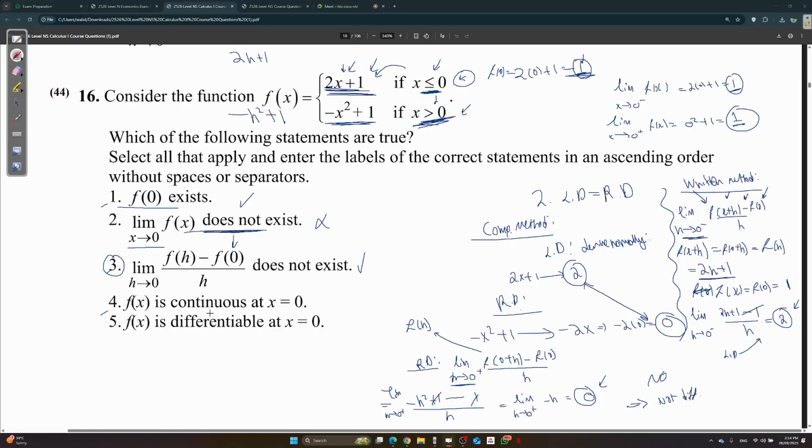Okay. So we did 1, we chose it. 3, we chose it. 4, we're going to choose it. Why? Because it is continuous. We figured out it's continuous. Is it differentiable? No. We just proved why in both methods, the computer method and the written method.